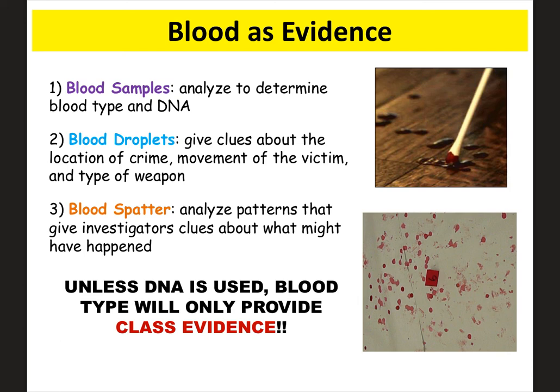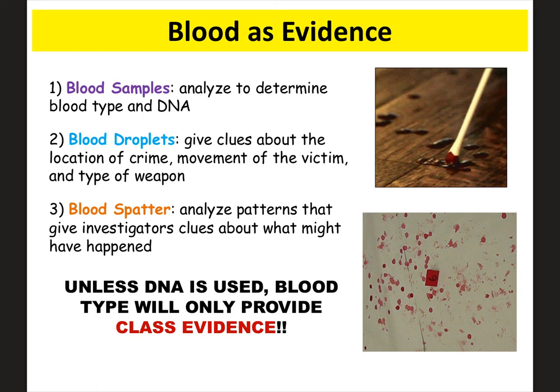All right. If you find blood droplets at a crime scene, this could give you information about the location of the crime and the victim. You can figure out maybe if the victim was moving around, maybe even figure out the type of weapon. And then there's something called blood spatter, which we're going to look at in a different video more in depth. Basically, blood spatter patterns can be analyzed to figure out what happened at a crime scene as well.